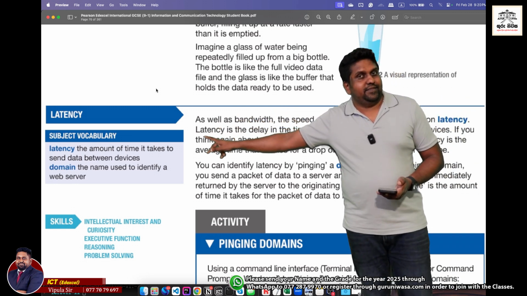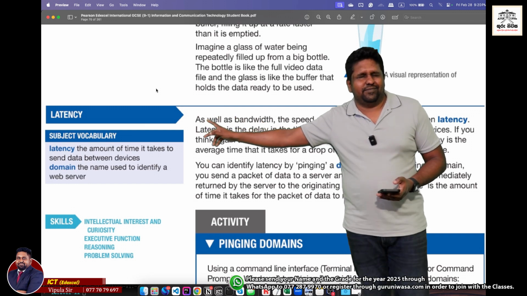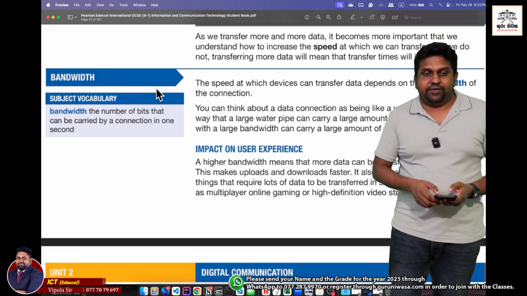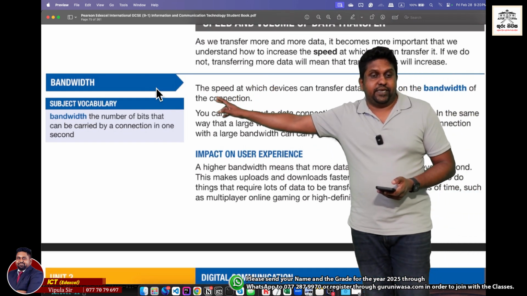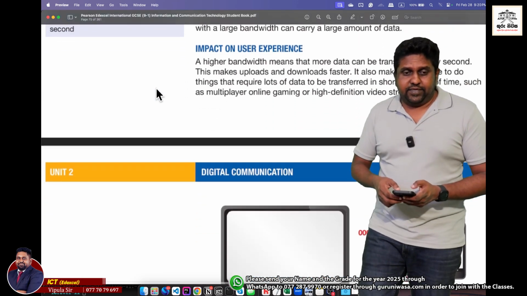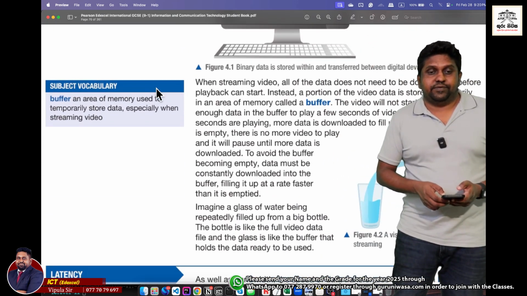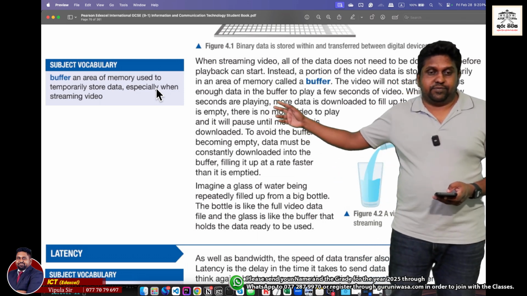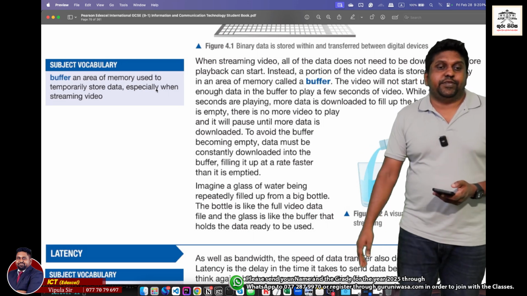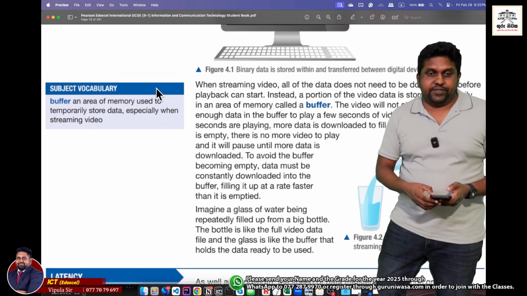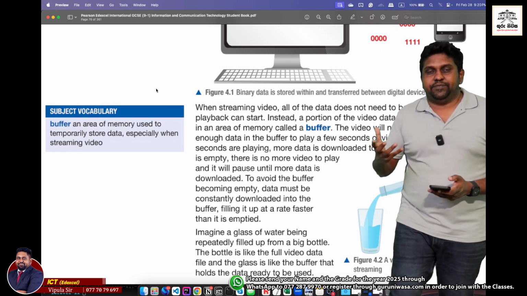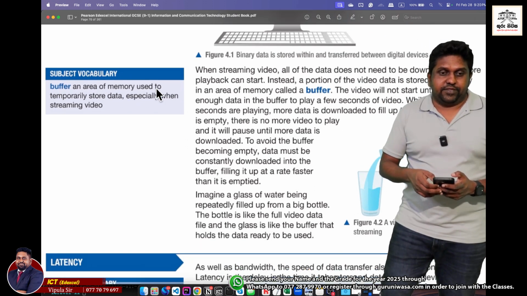Guys, highlight this. Remember the terms. Here you have the term for bandwidth: the number of bits that can be carried by a connection in 1 second. And then you have the buffer as well. The buffer is basically the area of memory used to temporarily store the data. For example, you guys might have heard the word buffering. Buffering means downloading the data and keeping it stored temporarily at a location. So I'll come to that.